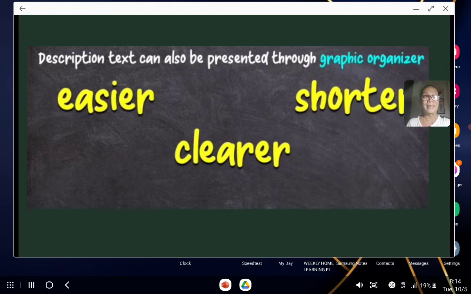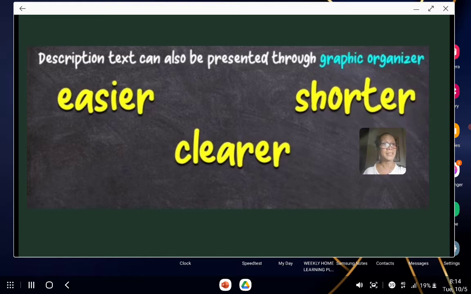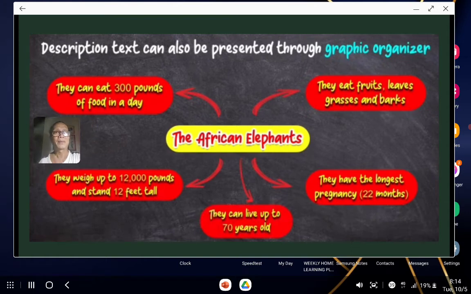It must be easier, shorter, and clearer. Description text can also be presented through graphic organizers. For instance, we are talking about an African elephant. So we are going to draw this organizer. At the center is the yellow one, the African elephant. Then, on these sides, there is also a box, and it has arrows.